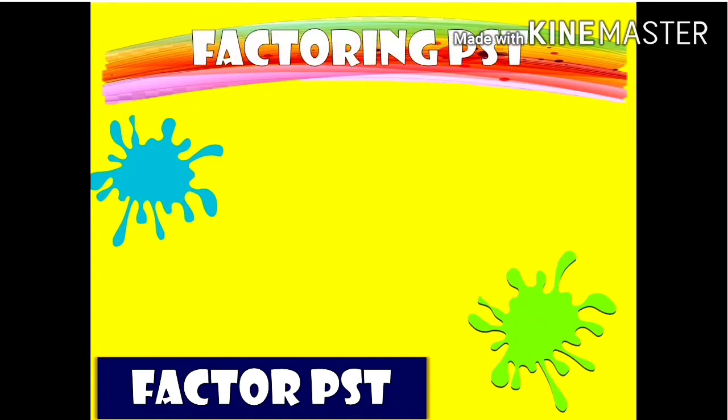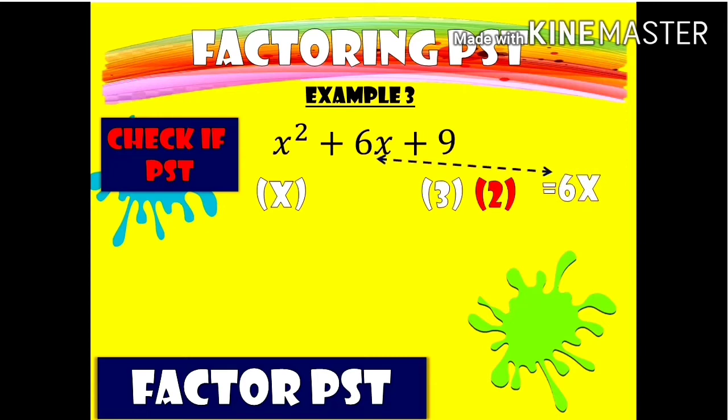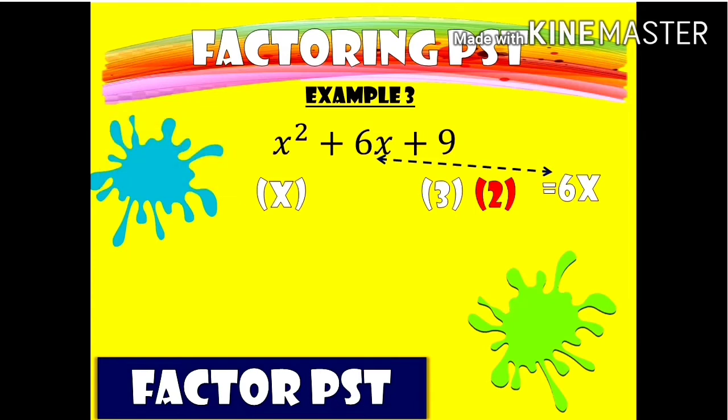Magbigay naman tayo ng example ng factoring perfect square trinomial. Halimbawa, x squared plus 6x plus 9. So, unang gagawin, i-check muna natin kung PST ang given na trinomial. Dapat daw, may square root ang first term at last term. At ang middle term niya ay twice ng product ng square root ng first term and last term. Now, let's check. The square root of x squared and square root of 9 is x and 3. Times natin to sa 2, dapat ang sagot ay 6x. And that is correct. So, ibig sabihin, this is a perfect square trinomial.